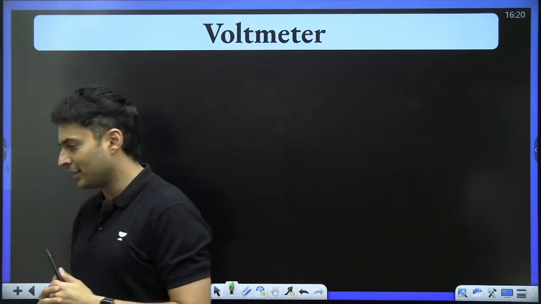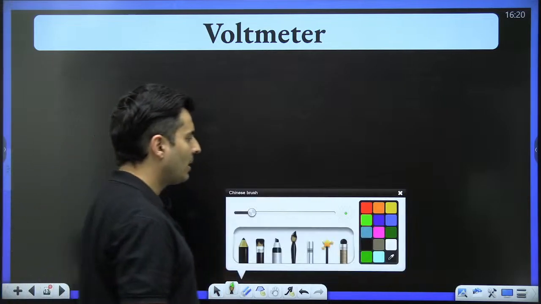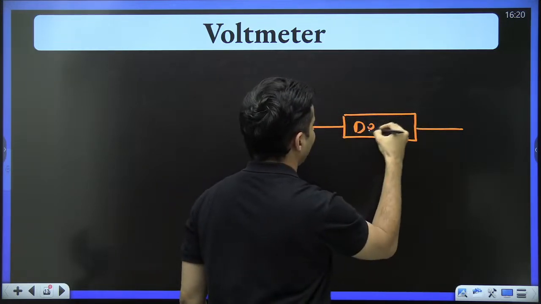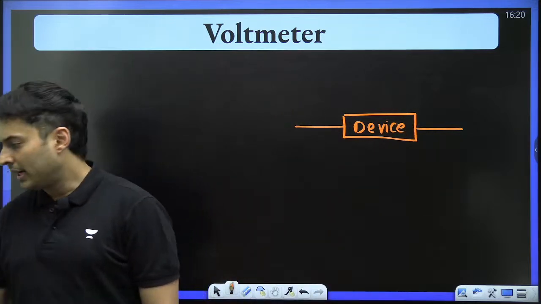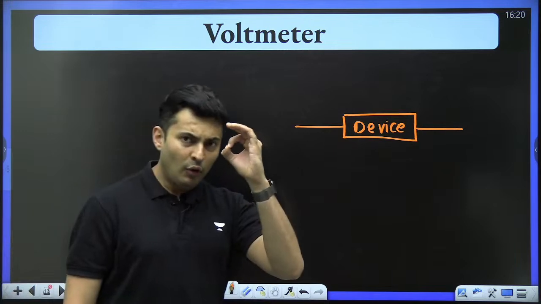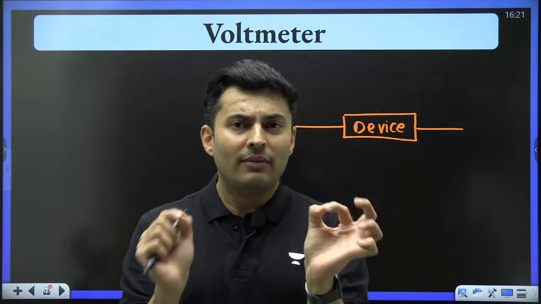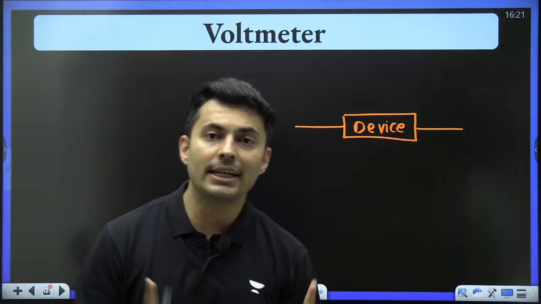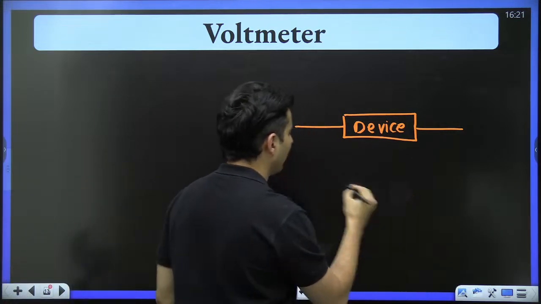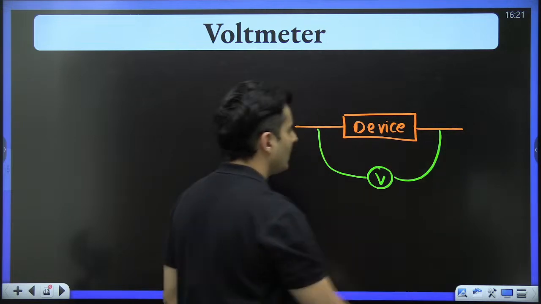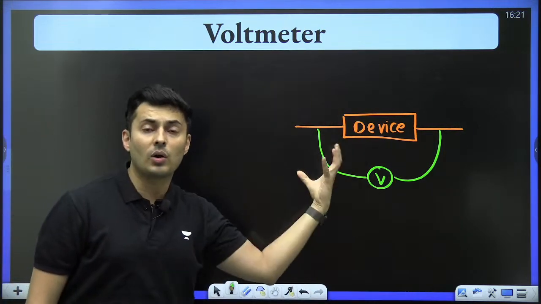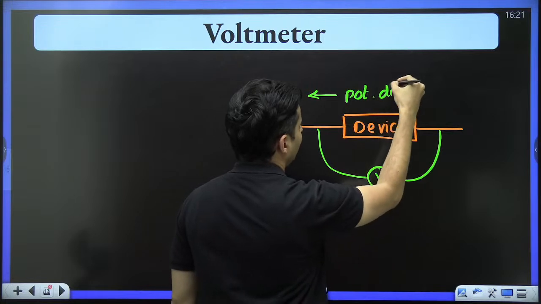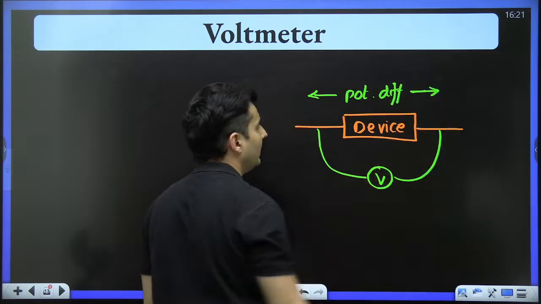How do you do that? Let's understand. First, number one point. When you have a device, keep this in mind. If you want to measure the voltage across it, you never connect a voltmeter in series, one after the device. You always connect it in parallel. So a voltmeter is always connected in parallel to the device across which you want to measure the potential difference. That's how you connect the voltmeter across these 2 points.